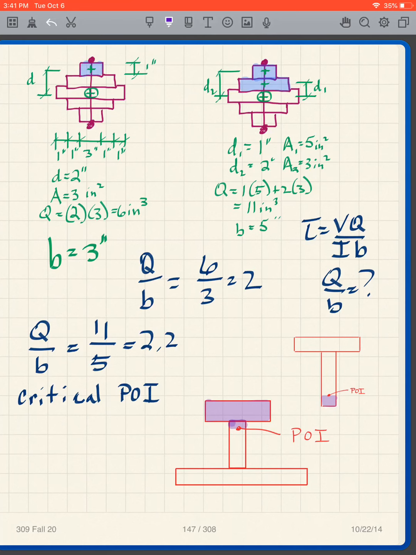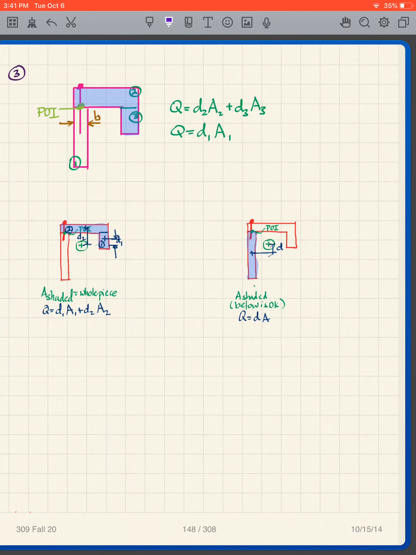Okay, similar as we've done before, if my point of interest is there, I can take the area above. If my point of interest is down here, I can take the area below. We've talked about that previously. How do I handle a situation that looks like this? My beam is made up of 2 pieces here, it looks like that, and I have my bolt here through there.